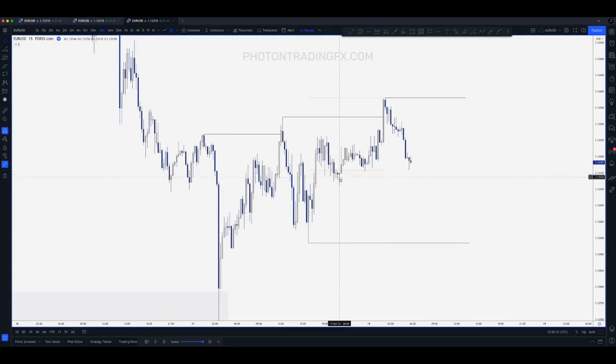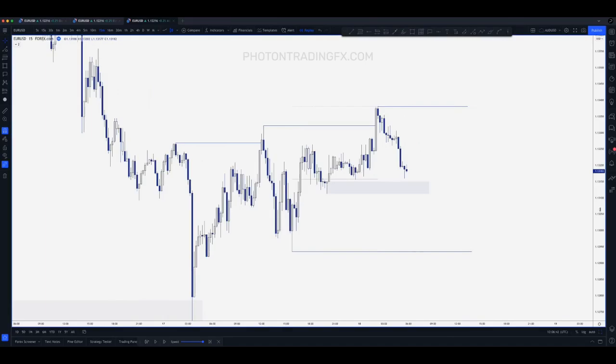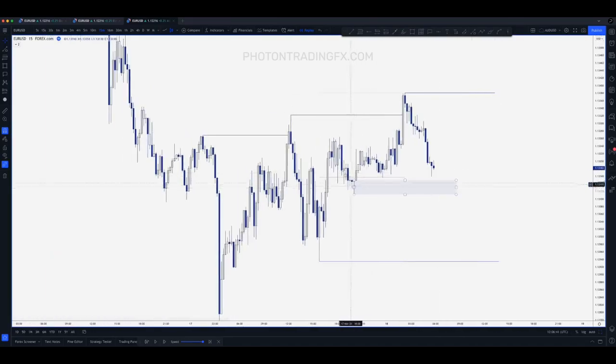So the first one that stands out to me is this demand level here, and then we've got one down here, okay? So let's draw on this first one here. And we have this nice clean M15 level. So how can we validate this a little bit more? Let's look for some confluence. Well, obviously it's part of this pullback that led to the break of structure. So it is a structural zone. It is a flip zone.